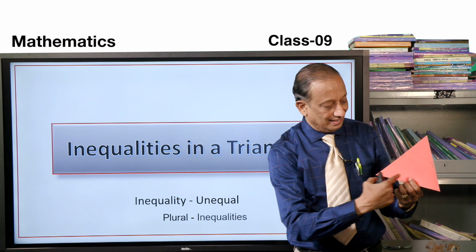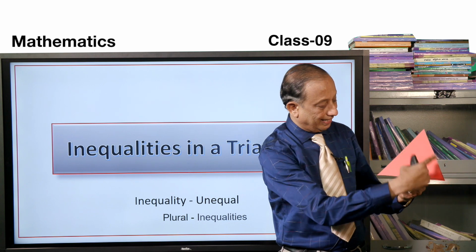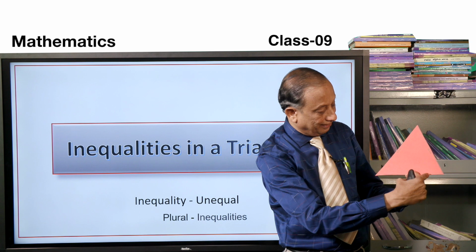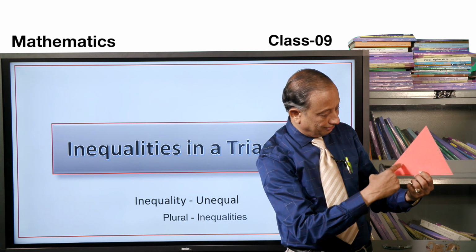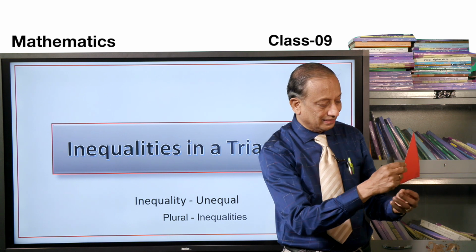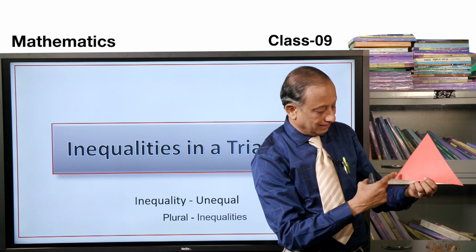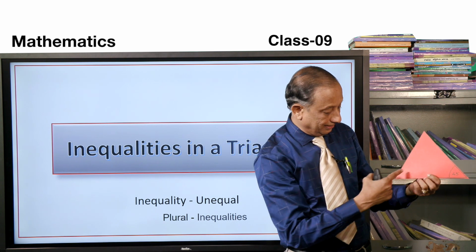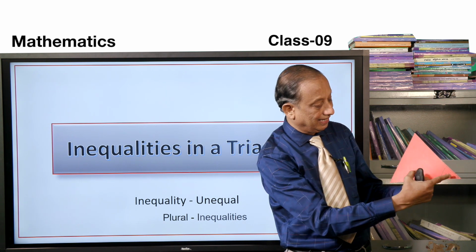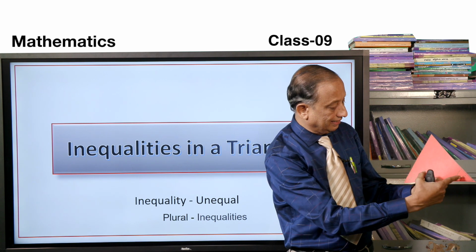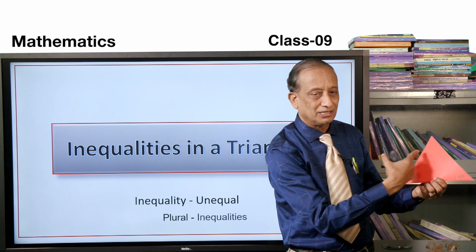Look at this triangle, children. Among these two sides, definitely this is longer than this. Therefore, what is the angle facing this? When we compare this angle with this, definitely this is greater than this angle. Conversely, among these two angles, this is 60 degrees, this is 45 degrees. Therefore, this is bigger than this. Look at the side facing this angle and this angle. The side facing the greater angle is greater than the side facing the smaller angle.